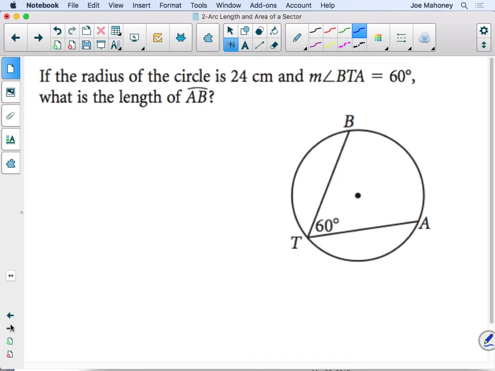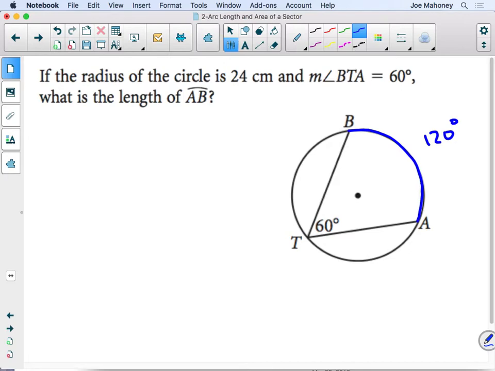Let's play. So in this case, the radius of the circle is 24 centimeters. Angle BTA is 60. And I want the length of this arc here. I don't want the degrees of it. I know because it's an inscribed angle, the degree measure is 120 degrees. I know that. But that's not the answer I'm looking for. I want the length of it in centimeters.